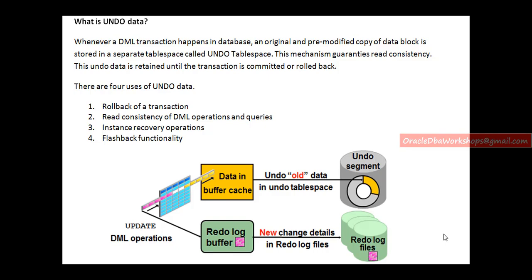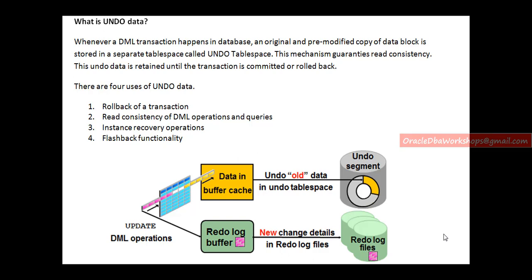Today we will learn what undo data is and when it is used. Whenever we do an operation like insert, update or delete, the previous block image is stored in the undo segment and undo tablespace. This undo data is used to roll back your transaction.